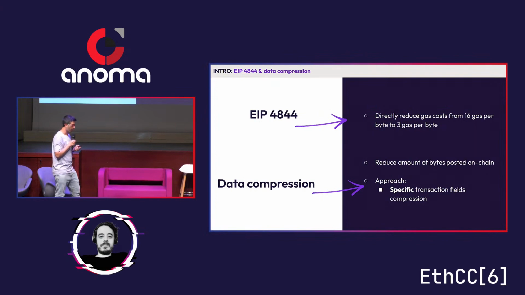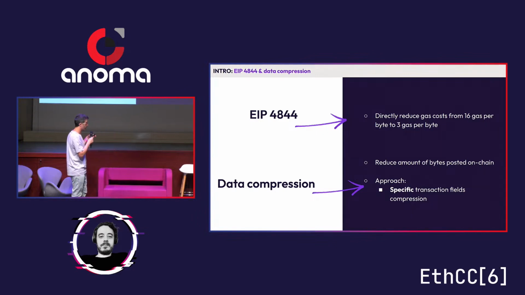Okay, so how to reduce data availability cost? So first of all, EIP 4844. This basically will introduce these blob transactions in the consensus layer, and from those transactions, it will reduce the gas cost per byte that we put on chain, since it will go to the consensus layer in the blob transaction. And directly, it will cost from 16 gas per byte to 3 gas per byte.